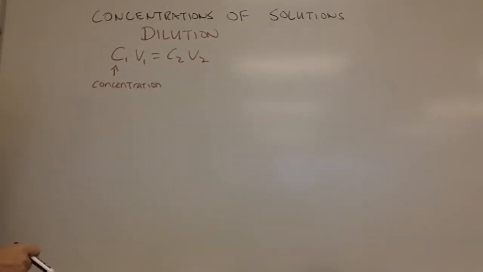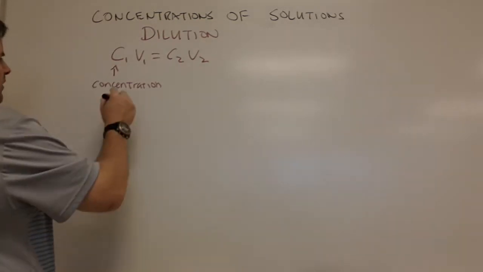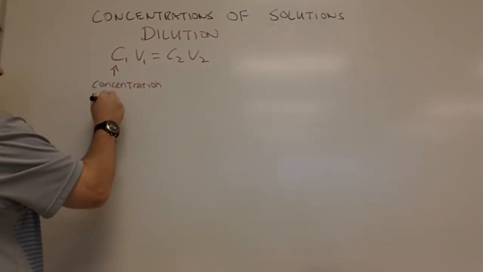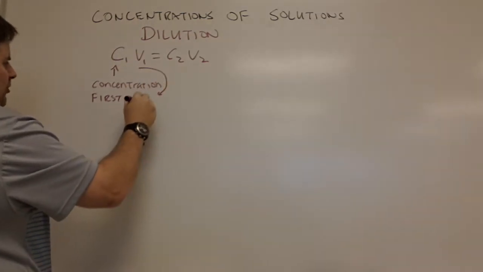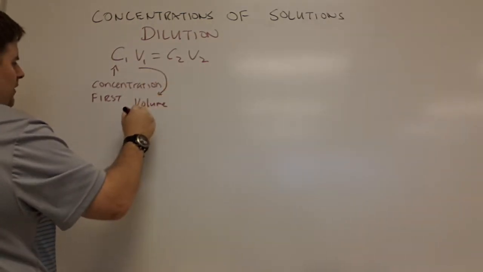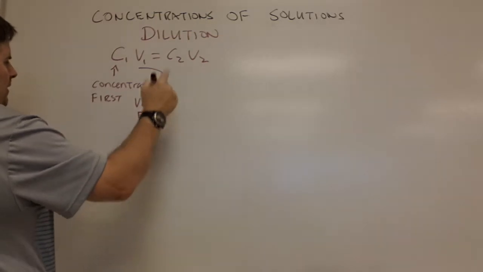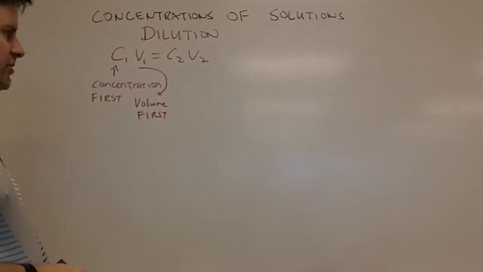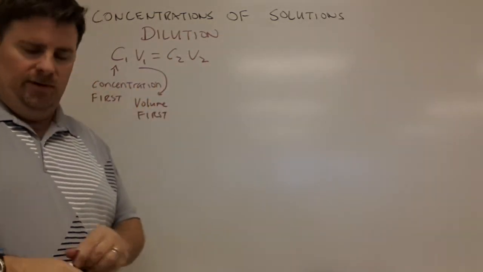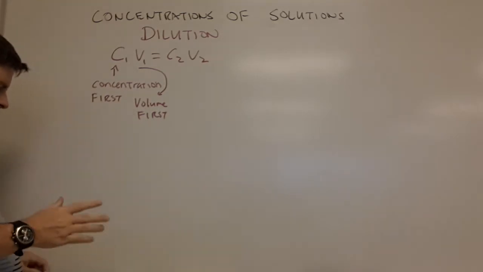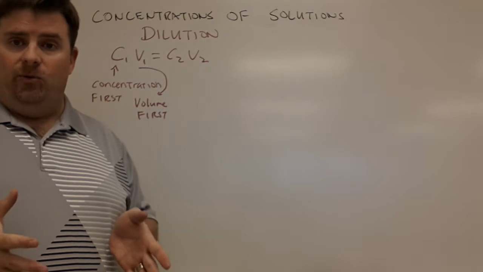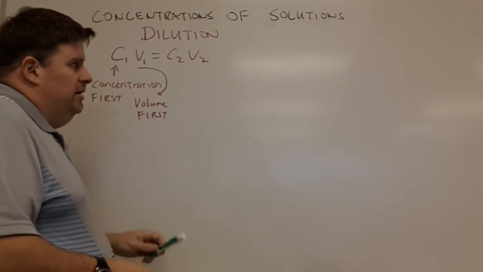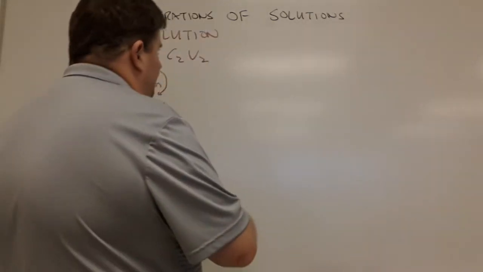So C is concentration of my first system. And over here with V, I'm going to have my volume of my first system. My second concentration and over here, my second volume. Okay, so it's a very simple equation to use, and it's easy to rearrange in order to get where I need to go. So let me give you an example.